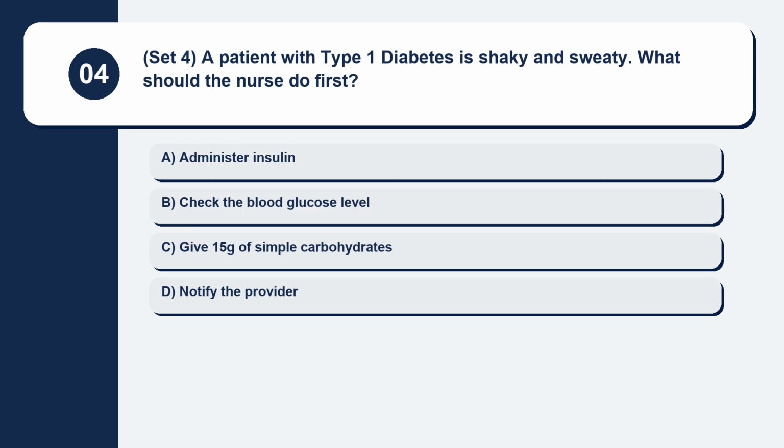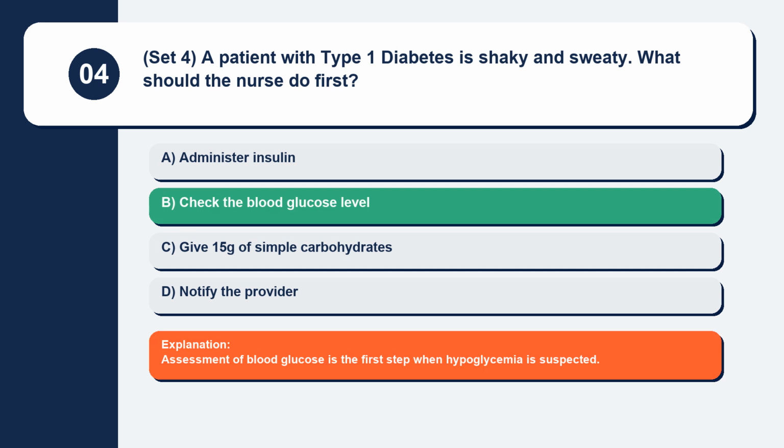Question 4. Set 4. A patient with type 1 diabetes is shaky and sweaty. What should the nurse do first? Administer insulin, check the blood glucose level, give 15 g of simple carbohydrates, notify the provider. Assessment of blood glucose is the first step when hypoglycemia is suspected.